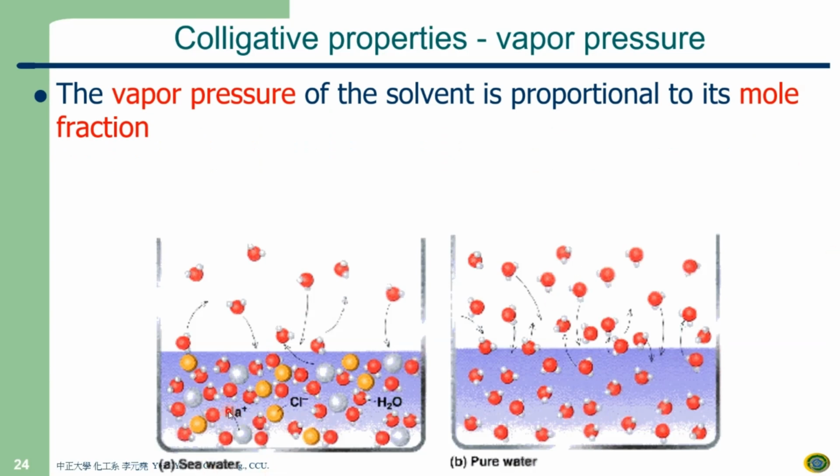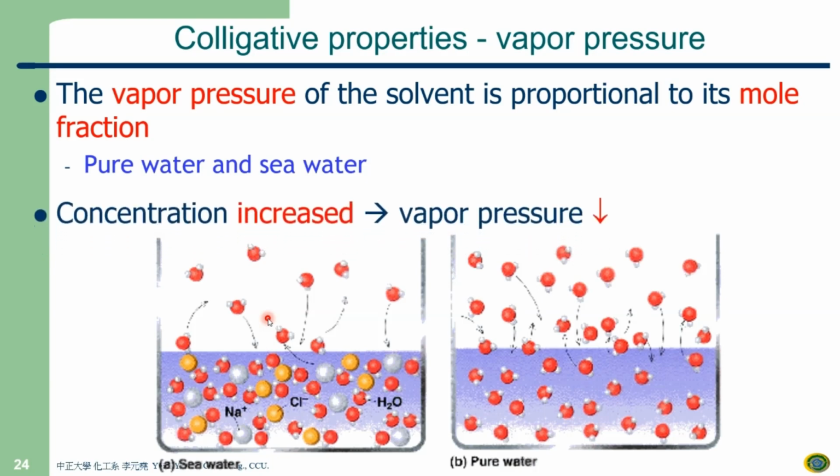So if I have more salt in the water, the vapor will be much less, and the vapor pressure will be lower, right? Okay, so that's the difference between the vapor pressure of pure water and seawater. If you have seawater, the vapor pressure will be lower than pure water, right? And as the concentration increases, the vapor pressure decreases.